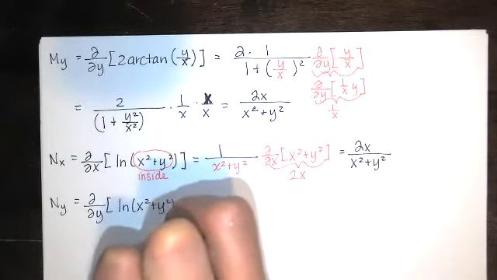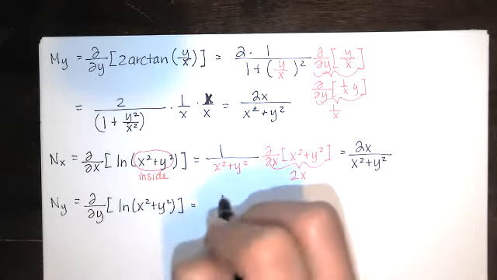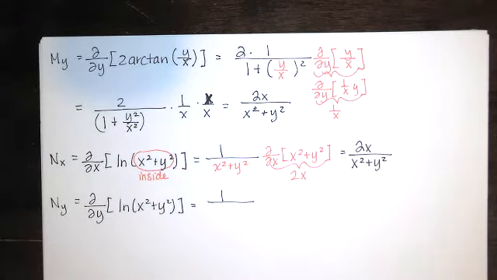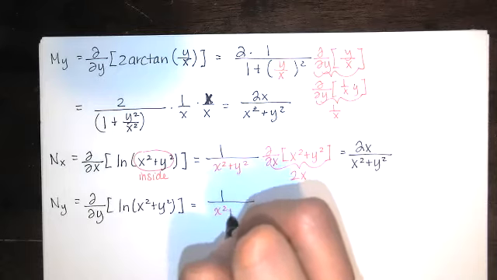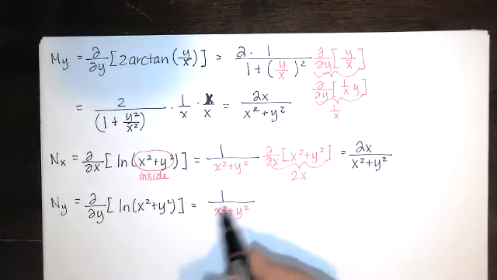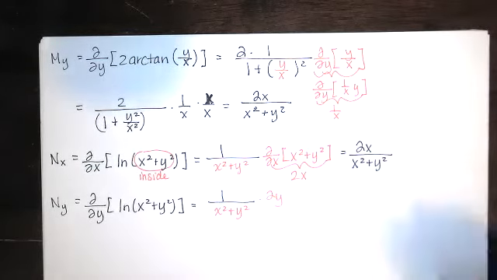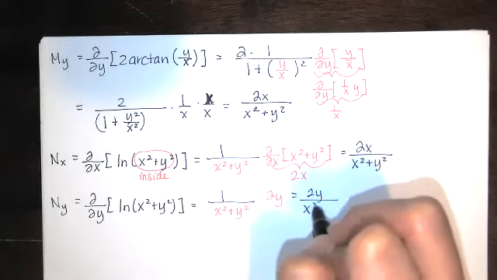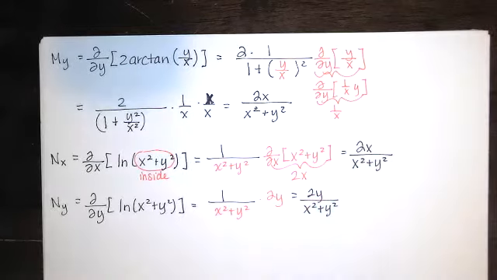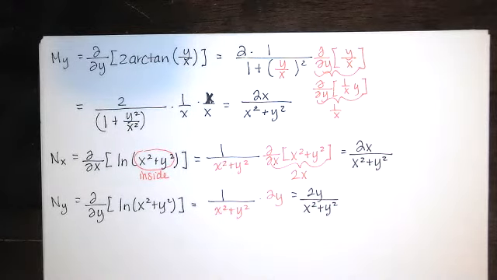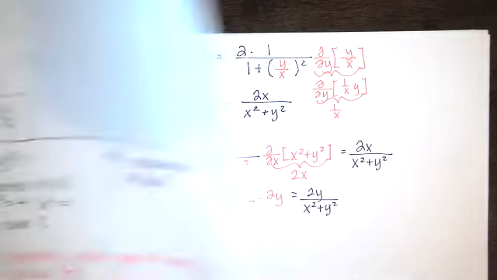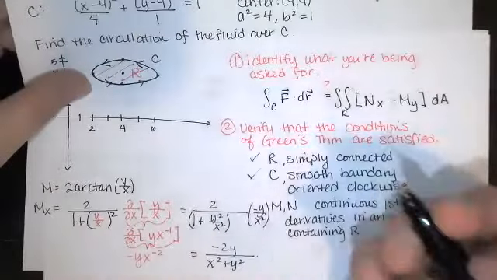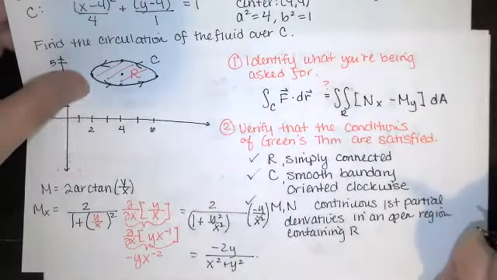And I'm going to stop this pretty quickly. With respect to y, we do the same thing. 1 over the inside function times the derivative of the inside with respect to y, which is 2y. This is continuous on an open region containing R as well. Okay. So this is satisfied. So Green's theorem applies.